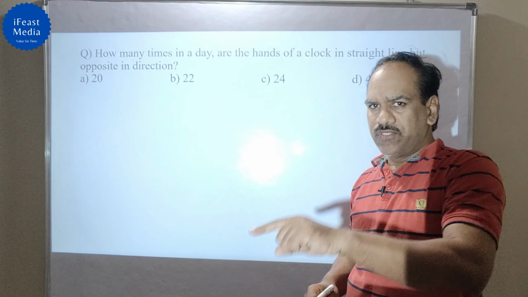Find at what time between 8 o'clock and 9 o'clock will the hands of a clock be in the same straight line but not together. They are in the same straight line but not together, which means the angle between them is 180 degrees. So theta equal to 180 degrees. So mod of 30h minus 11m by 2 is 180.